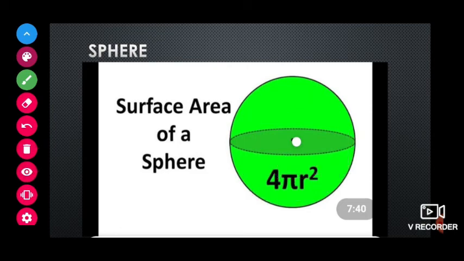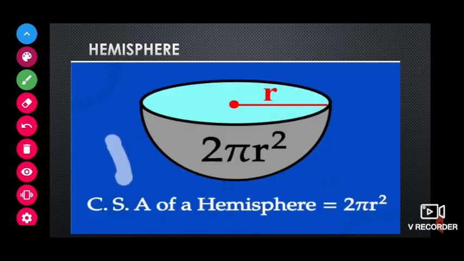If we take half of the sphere, then we will call it a hemisphere. How will we find it? Totally 4 pi r square, half means divided by 2. 2 ones are 2, 2 twos are 4. So we will get 2 pi r square. This is the curved surface area of a hemisphere.